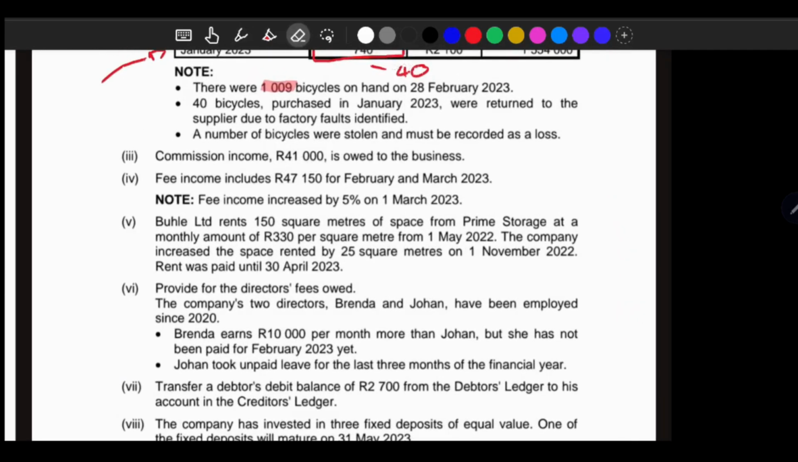The next one, fee income, includes 47,150 for February and March 2023.